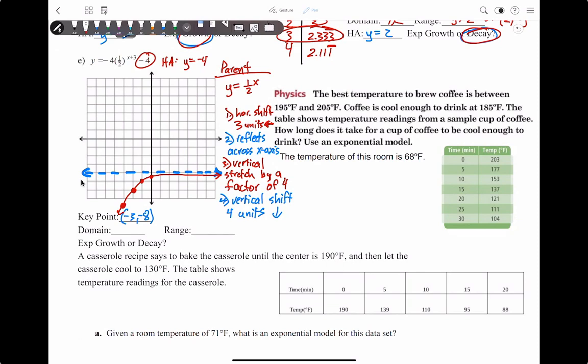The domain, the domain is all real numbers. The range looks like it's y's that are less than -4, or -infinity to -4, not touching -4. Remember, least to greatest, lowest y value to highest y value.